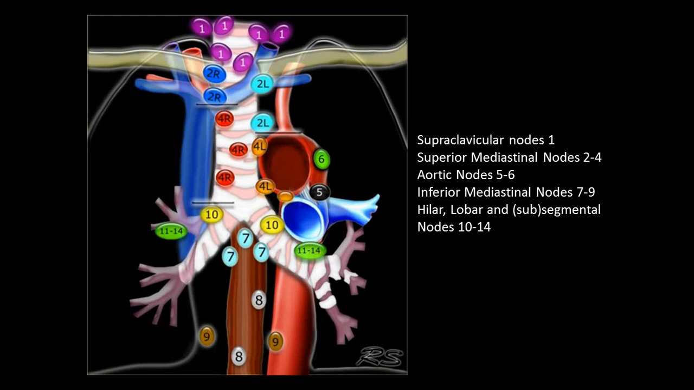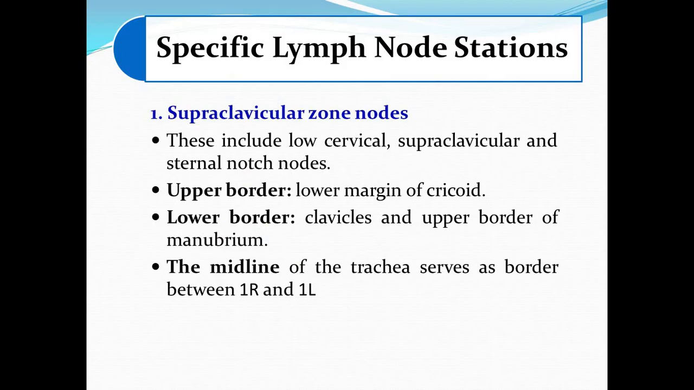Now we have a general overview of all of these lymph nodes. Then 5 and 6 are the aortic nodes. Then 7, 8, and 9 are the inferior mediastinal. So the superior mediastinal lymph nodes are the ones above the carina, and the inferior mediastinal lymph nodes are the ones below the carina. Then 10 is the hilar, and 11 to 14 are the subsegmental lymph nodes. So we will talk about the specific lymph node stations one by one, starting from the supraclavicular zone nodes.